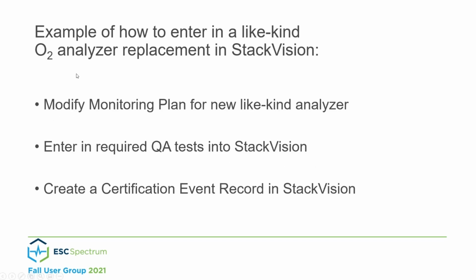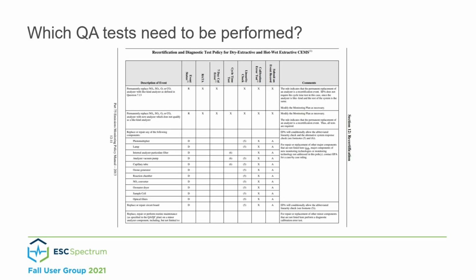Okay, I'm going to start my example of an O2 analyzer replacement. You will be modifying your monitoring plan with your new like-kind analyzer information. You will enter the required QA tests in StackVision, and you will create a certification event record in StackVision. I know I just went through this, but this is how you would begin. Which QA tests need to be performed? We're at the top again because that's permanently replacing an O2 analyzer with like kind.